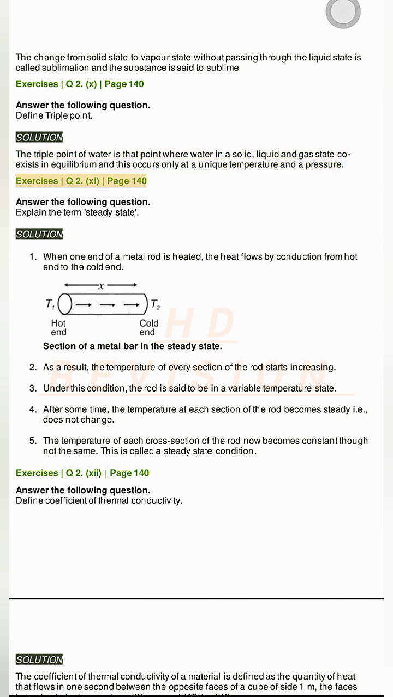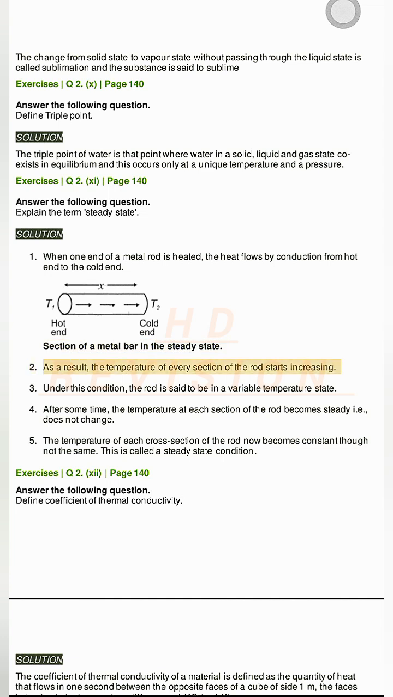Exercises Q2. Sheet page 140. Answer the following question. Explain the term steady state. Solution. 1. When one end of a metal rod is heated, the heat flows by conduction from the hot end to the cold end. Section of a metal bar in the steady state.